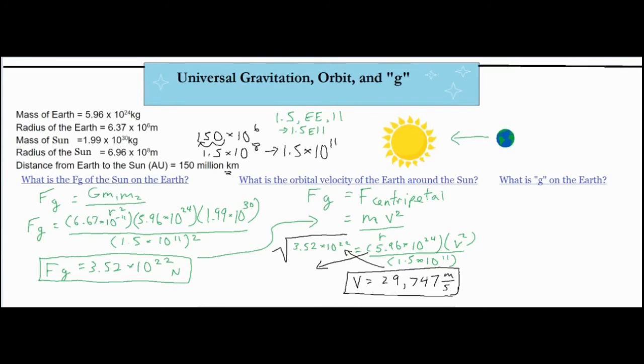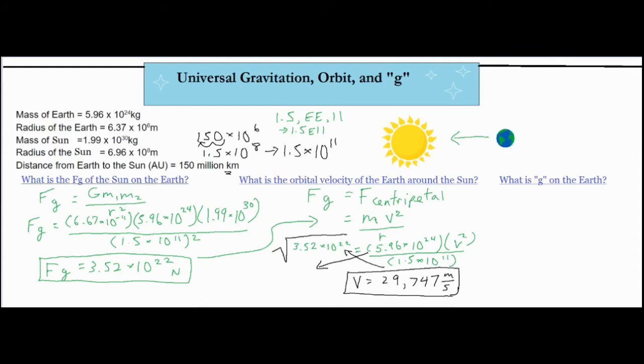So my orbital velocity came out to 29,747 meters per second. And what I did for that one is I went ahead and placed my mass of the Earth right here, put the v squared over here because that's my unknown. And then my radius for my circle is going to be the distance between the sun and the Earth, which is that 1.5 times 10 to the 11th.